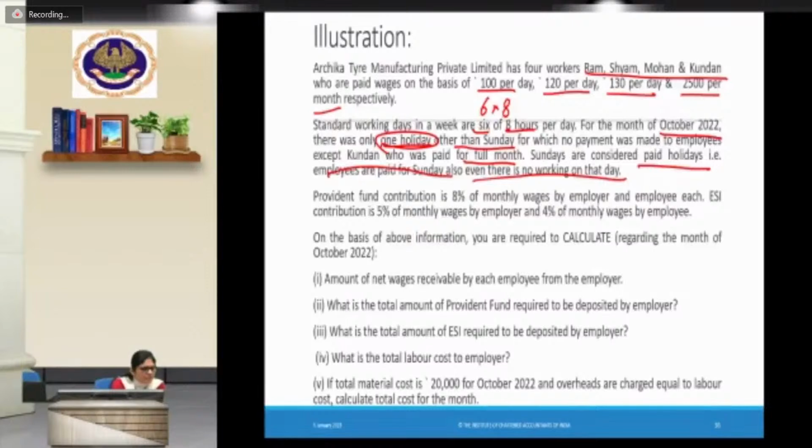No, there is another session for employee cost that will be on Sunday.